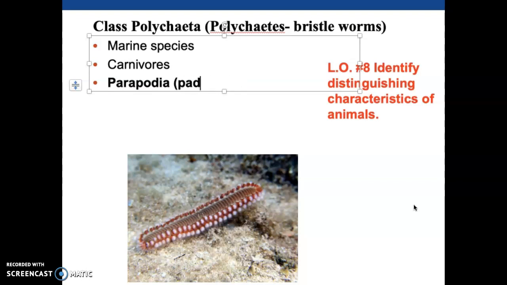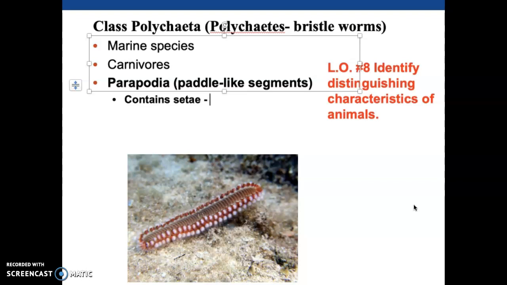Parapodia are these little paddle-like segments on the side of the body. And I'll show you guys a zoomed up view of them in just a second here. And then each segment will contain these little setae. Now the setae are the things that you need to be careful of.